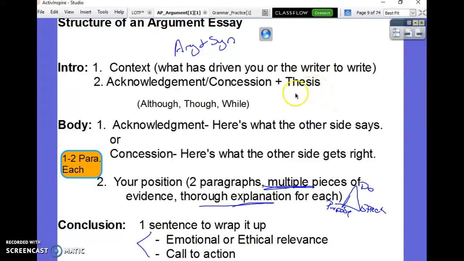Okay. Ms. Washington, as I told you guys last time, was really impressed with how many of my students included acknowledgments or concessions. So an easy way to just kind of check that box, because that does help to elevate your score, is as your first body paragraph, make that your acknowledgement or your concession. Remember, acknowledgement is here's what the other side says, but a concession says here's what the other side gets right. So you can mix and match that if you want.